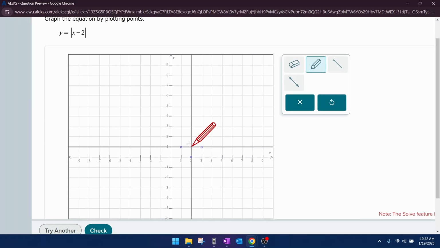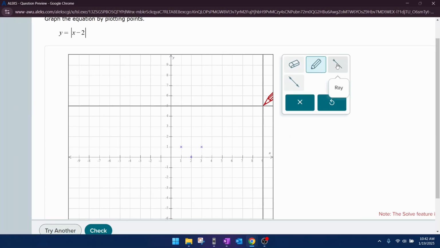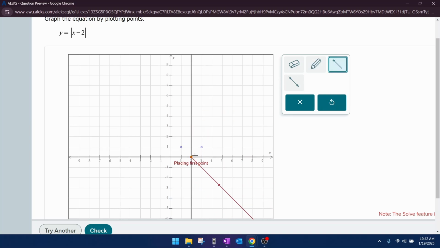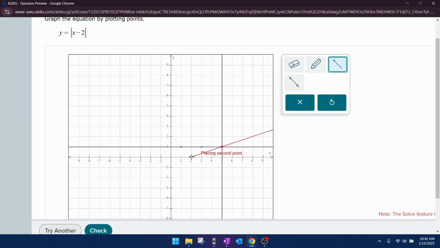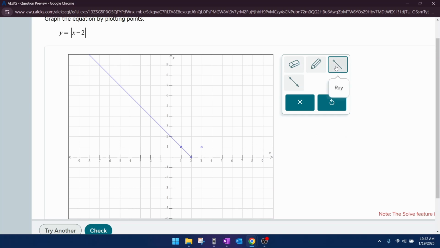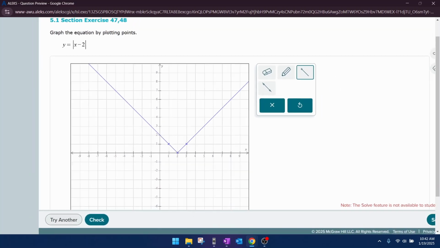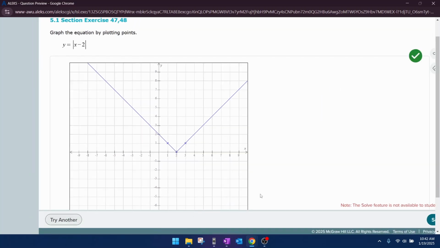Now, how do I draw the V? Well, you have to grab the ray tool, click at the vertex, which is the point of the V, and then you click at another point. See, that draws one side of the absolute value graph, and then you pull a Britney Spears. Oops, I did it again. And you draw the other side of the V. And that should be it. And we got it.